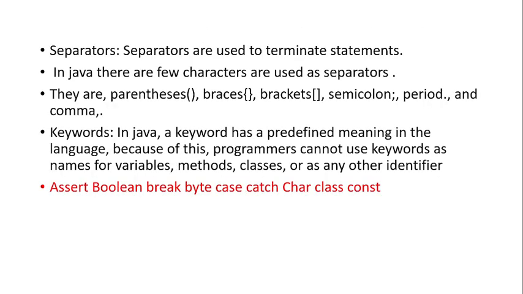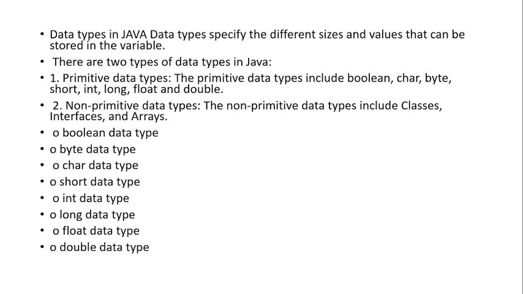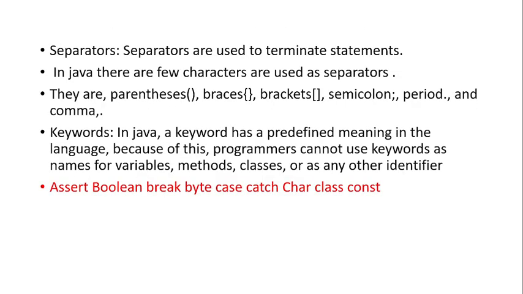The next thing is separators. Separators are used to terminate the statement. The main separators are parentheses, braces, brackets, semicolon, periods, as well as comma. All these are considered separators. The next is keywords. Keywords are predefined or reserved words which cannot be used for variables, methods, classes, or other identifiers. Assert, boolean, break, byte, case, catch, char, class, continue, all these are some of the keywords used in Java which cannot be used as a variable. That's all for this video. Thank you.